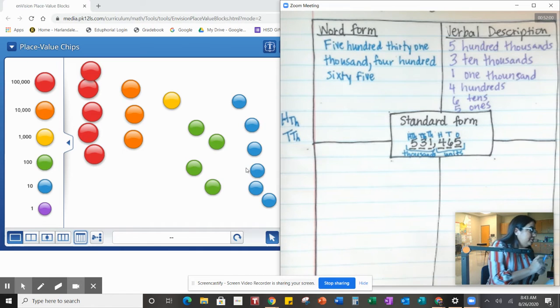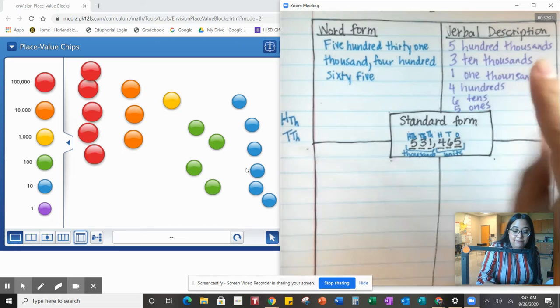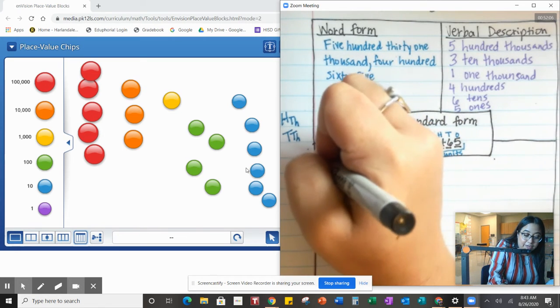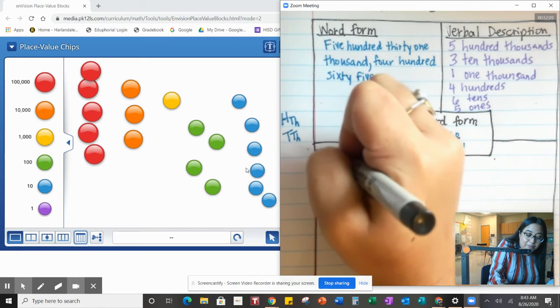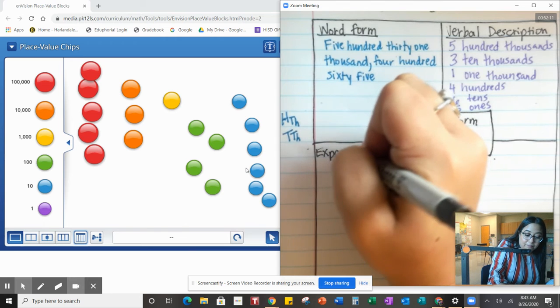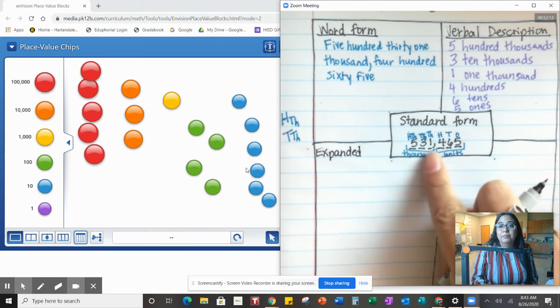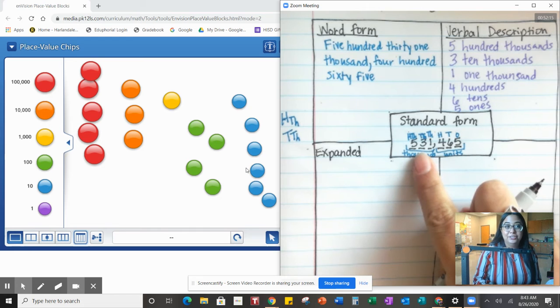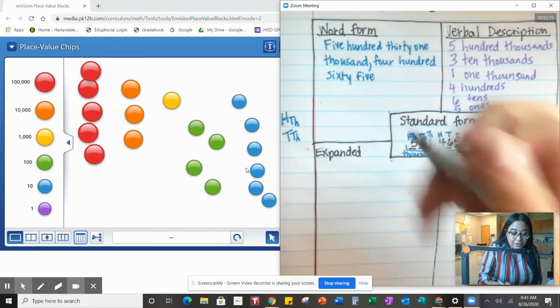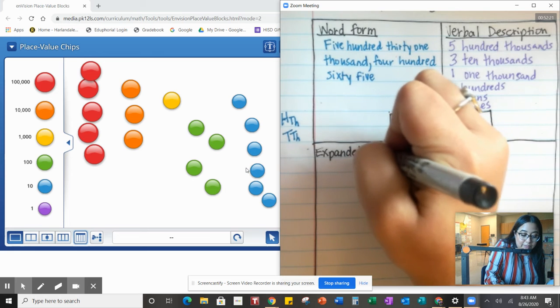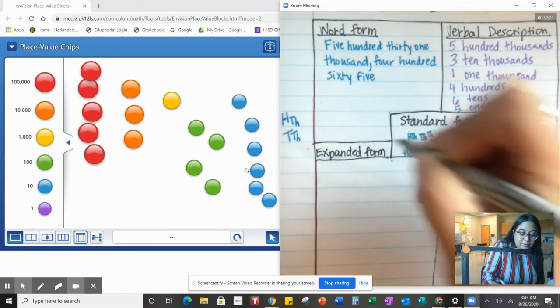And now we're going to go on to expanded form. Expanded form, word form, and verbal description are all things from 3rd grade. So this should just be review for you. And also the number that goes up to the 100,000s, you should have done that in 3rd grade. So hopefully this is just a review for you. But this is expanded form.